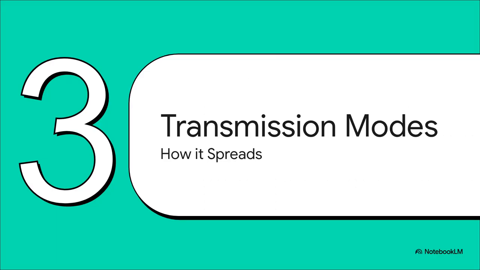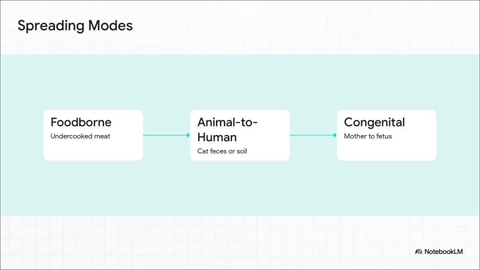So, Section 3, Modes of Transmission. How exactly does this tiny organism spread? There are 3 primary ways it spreads to humans: foodborne, animal to human, and mother to child. Now, in the medical world, that third route is called congenital. Congenital. That just means it's a condition present right from birth.